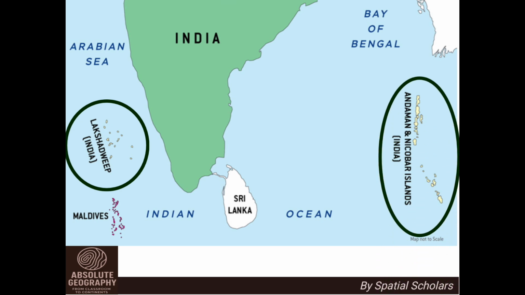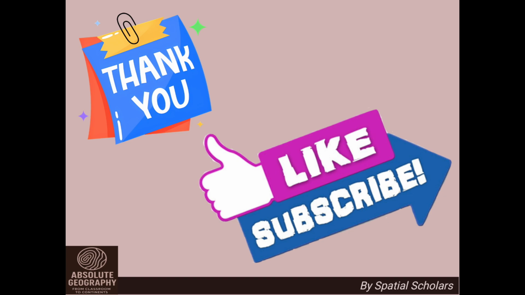The Andaman and Nicobar Islands consist of around 300 islands, which are mostly volcanic in origin. They are covered with dense forests and include Barren Island, the only active volcano of India. These islands are larger and more numerous and hold great strategic importance for India. That's all for the physiography of India.